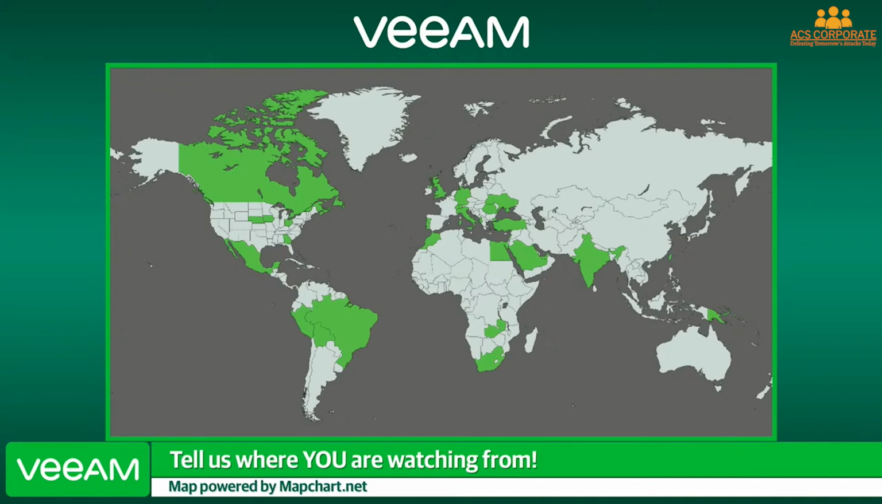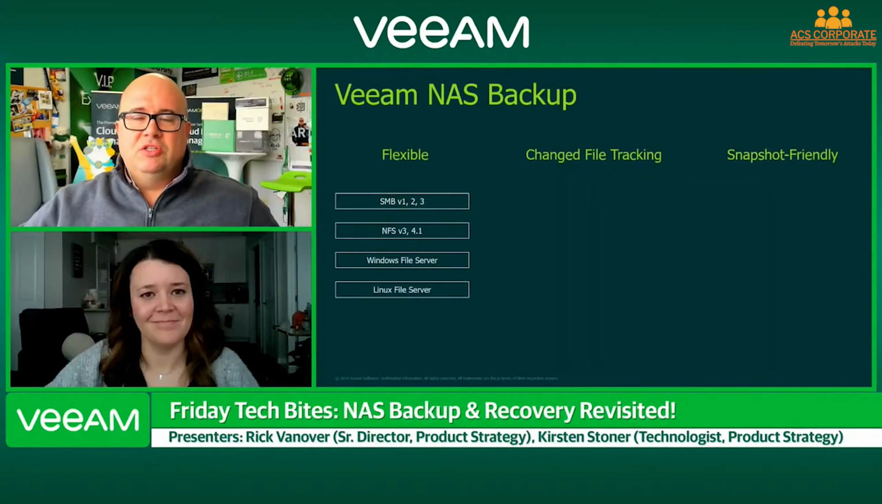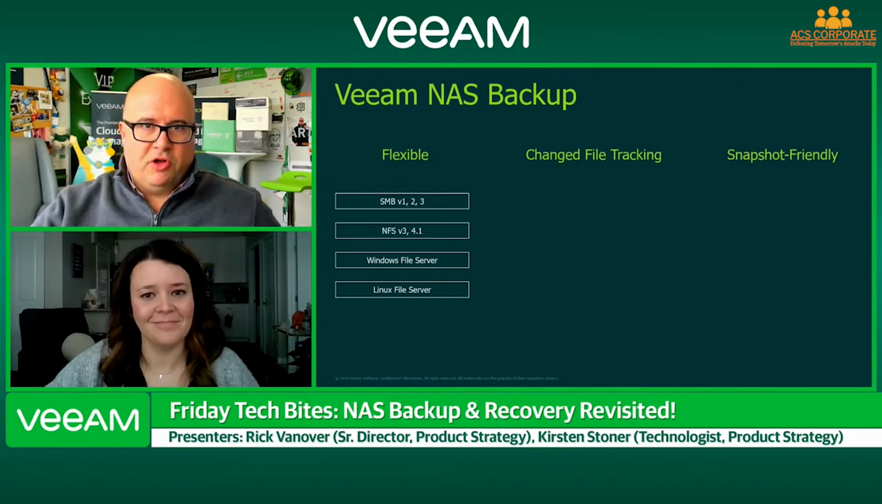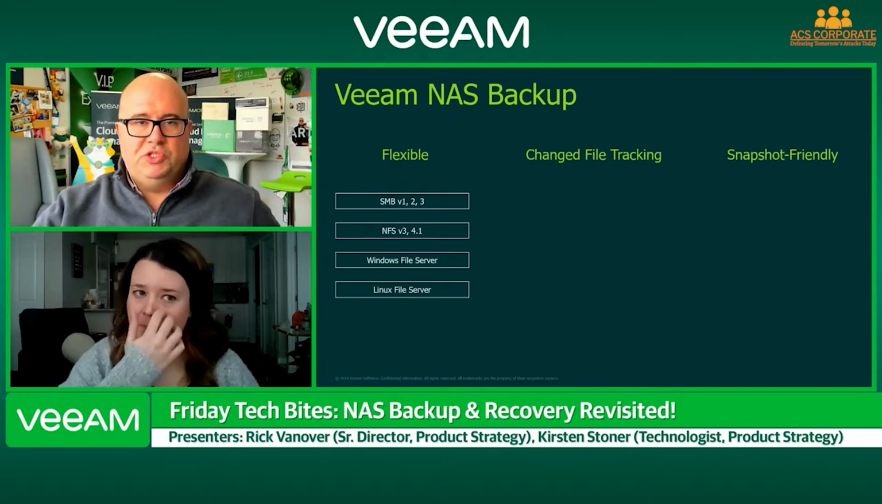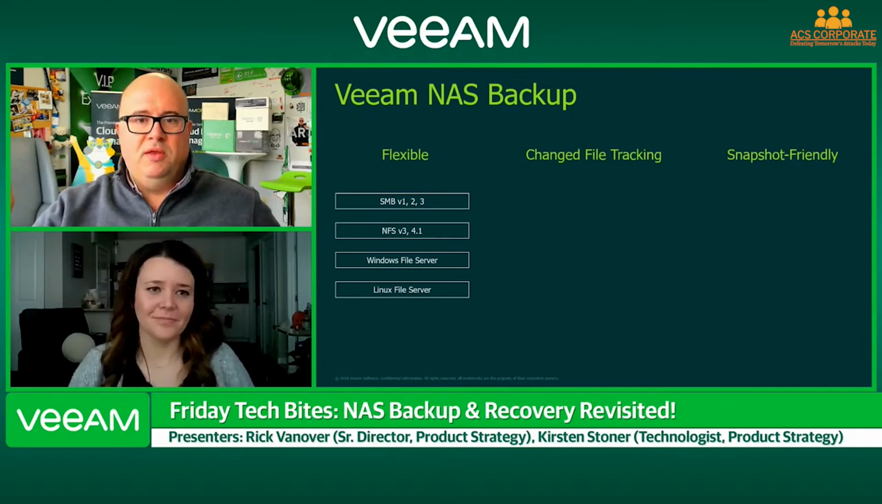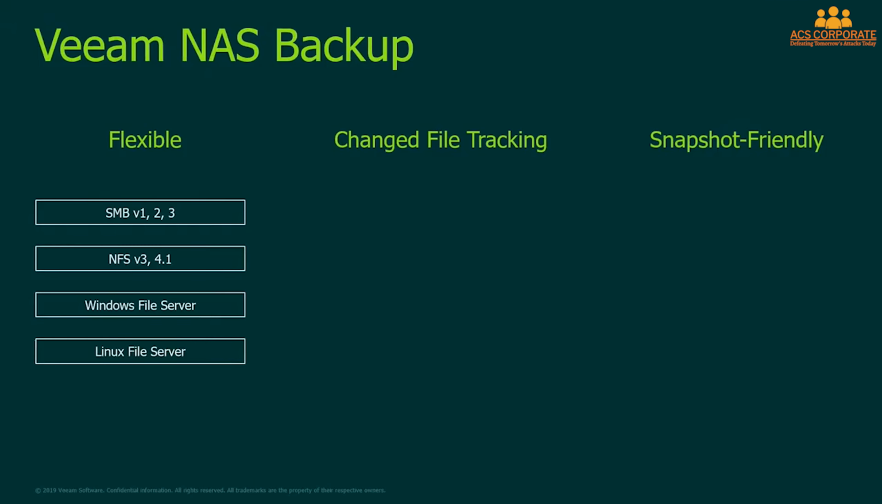So I appreciate everyone joining us here today. But we're talking about NAS backup, and Kirsten, it is a big one. You mentioned that CRC, that change file tracking. So let me walk you through a different view of that here. Let's take those flexible different file sources, those storage protocols: SMB versions 1, 2, 3, and 4, NFS 3 and 4.1, Windows file servers, and Linux file servers.